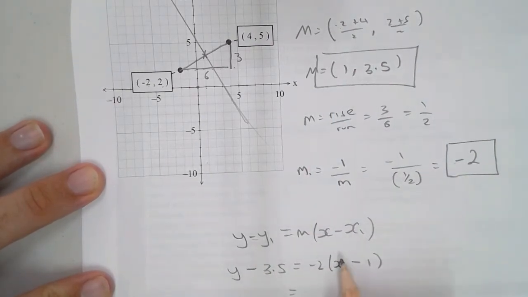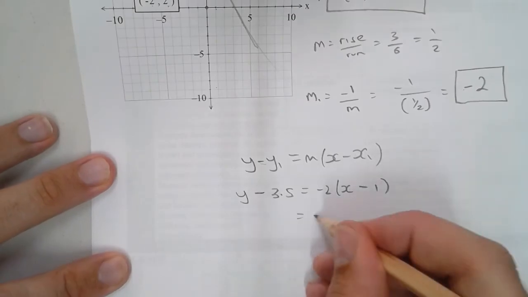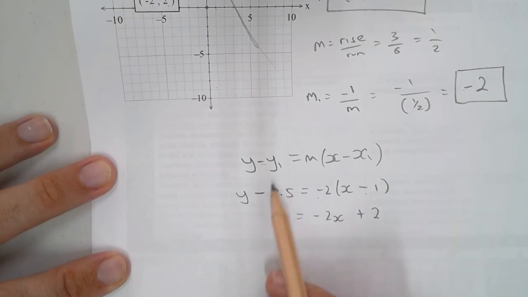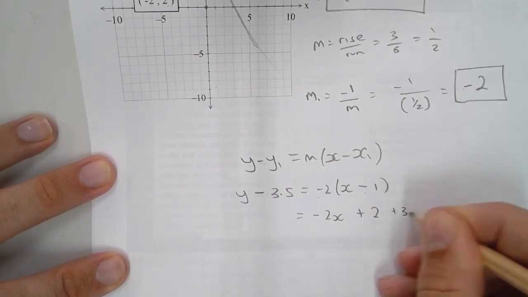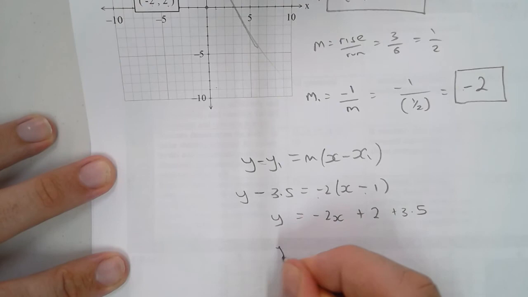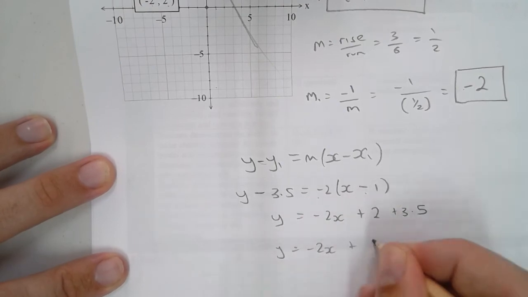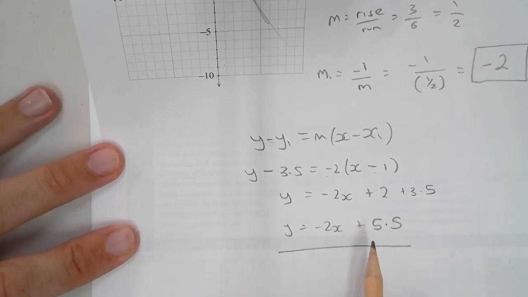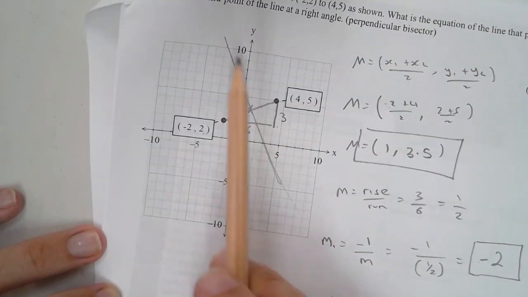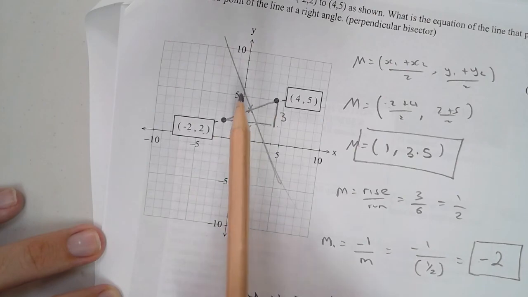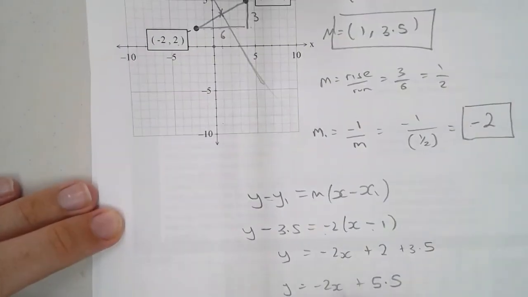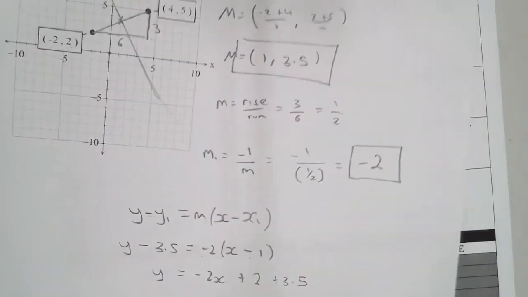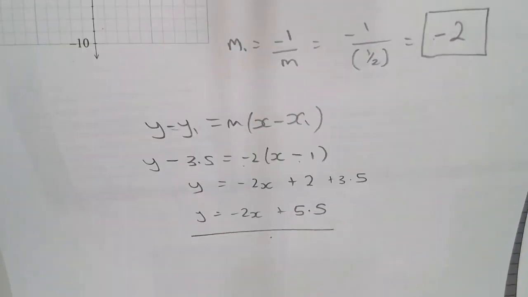And once again, let's expand this bracket. Minus 2x plus 2, because a minus times a minus is a positive. Minus 3.5 comes to this side to make it plus 3.5. Simplify it. Now let's double check if it looks about right. We think it is. y equals minus 2x plus 5.5. Let's have a look. So it's going down in 2's and it goes through about 5.5. Yep, I'm happy with that. That must be the answer to it. That's the last question, and that's how you get 100% on the Year 8 linear functions.